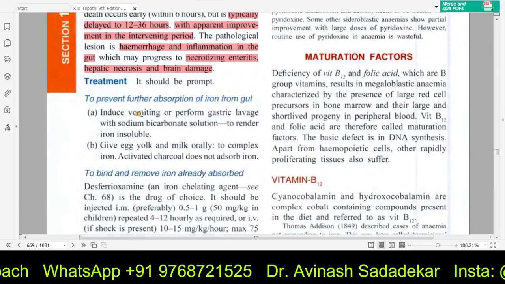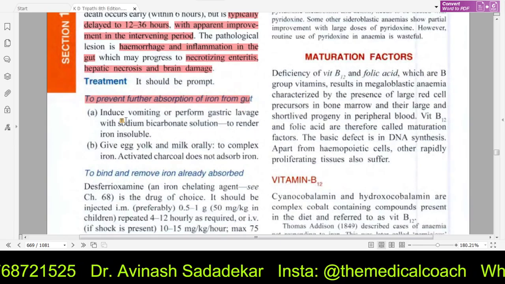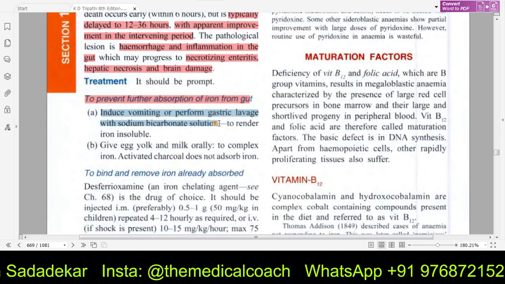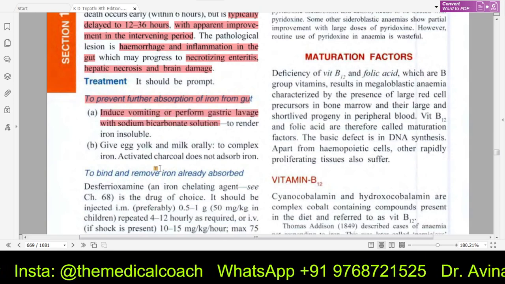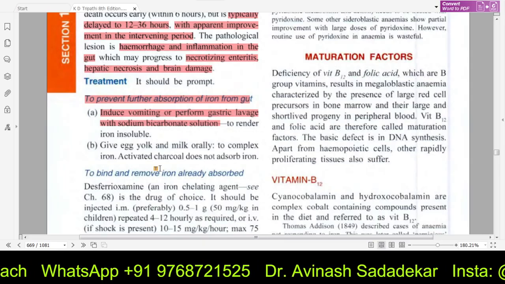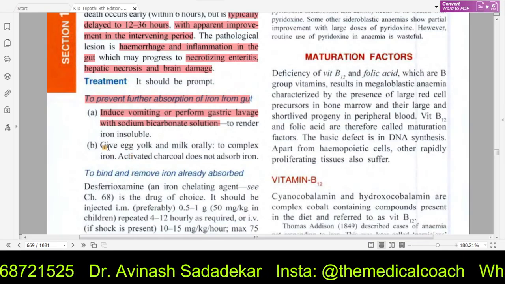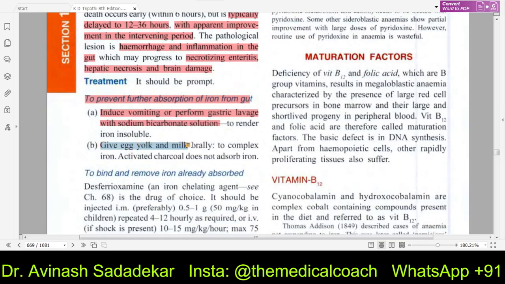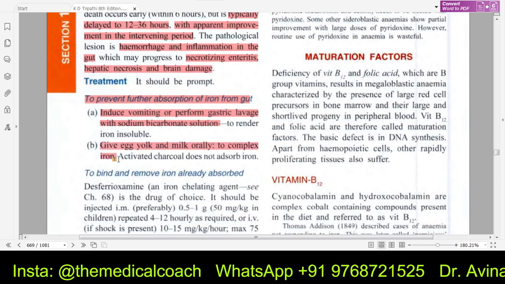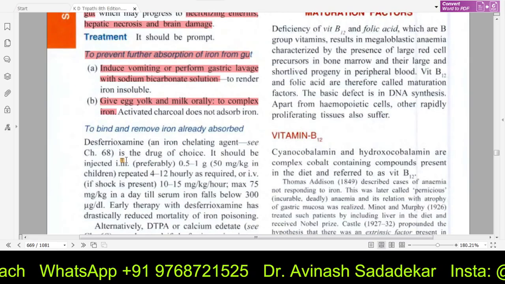How do you treat any poison? By stopping absorption first. So we can induce vomiting or perform gastric lavage with soda bicarb. The sodium bicarbonate makes Fe2+ into Fe3+. Fe3+ is non-absorbable. So that is one way. We can even give egg yolk and milk. This also binds to iron and makes it non-absorbable. Charcoal and all does not work, so don't waste your time.